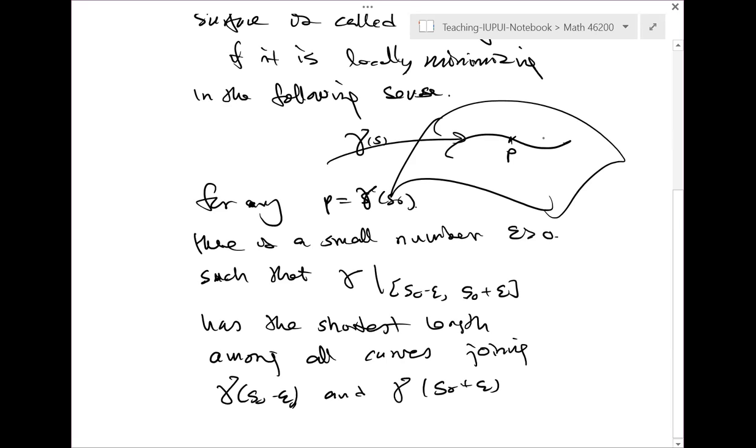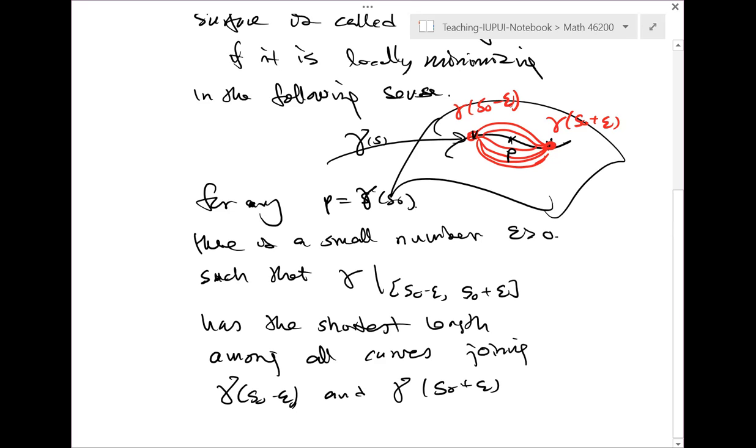So what does that mean? You have two points, and this one has the shortest length among all the curves joining these two points. These two points are gamma(s0 plus epsilon) and gamma(s0 minus epsilon). That's called locally minimizing. You have to assume that a very small piece must have the minimum length. That is another, more geometric, definition of geodesics.